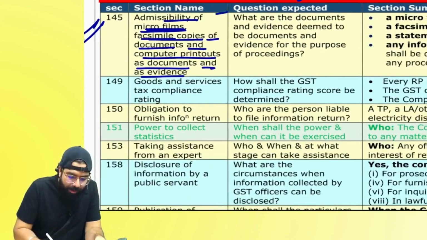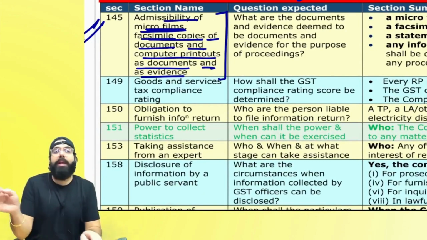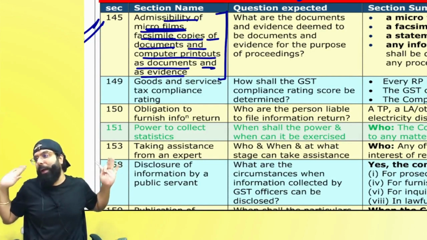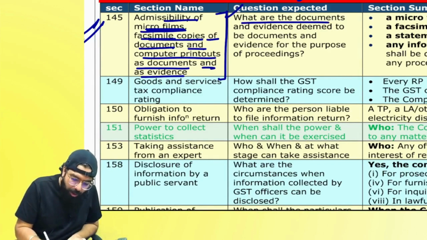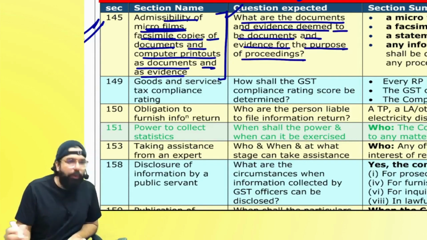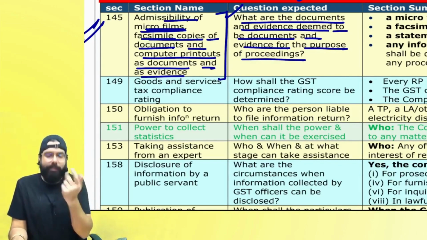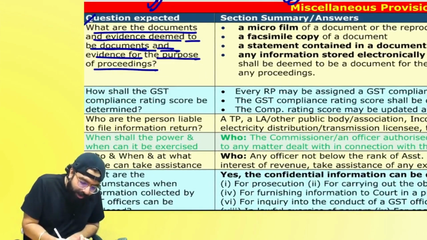It says, sir, that during an investigation or might be a proceeding, if there is a Xerox copy, might be the officer came for a search and seizure at your place, and they found one Xerox copy of a document, and you're telling, no sir, this is not mine. They are telling this can be admitted as evidence. What they are telling is, what are the documents and evidence deemed to be documents and evidence for the purpose of proceeding. When they are doing proceedings against you, what can be deemed as evidence?